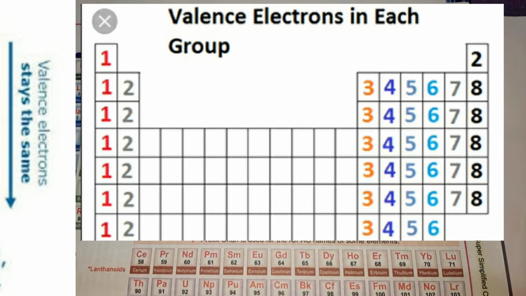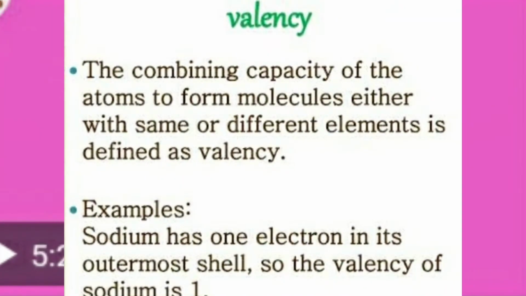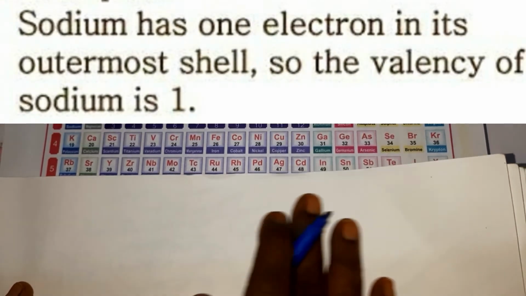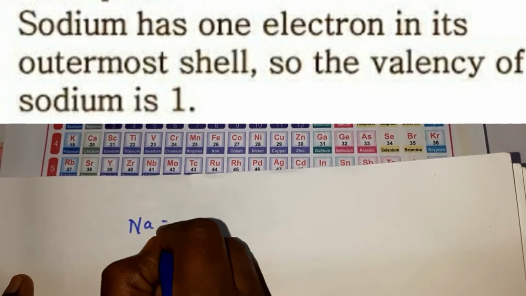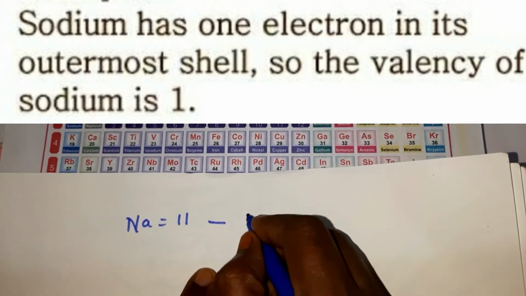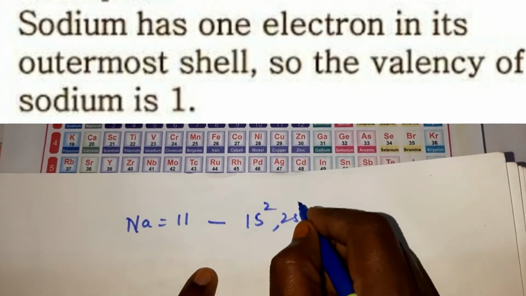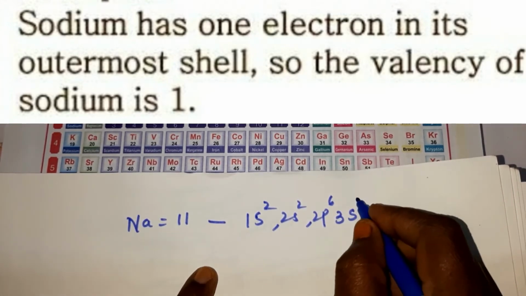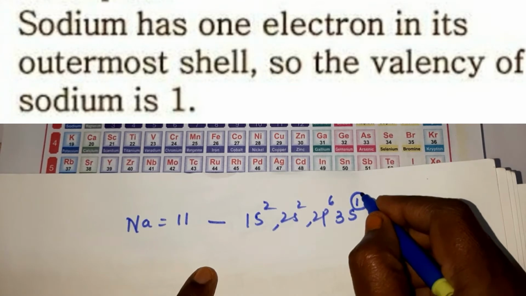The next characteristic of the periodic table is valency, children. What is valency? Valency is the combining capacity of an atom to form molecules either with the same or different elements. You all understood, children? For example, take sodium, atomic number 11, electronic configuration 1s2, 2s2, 2p6, 3s1. So sodium has one valence electron.